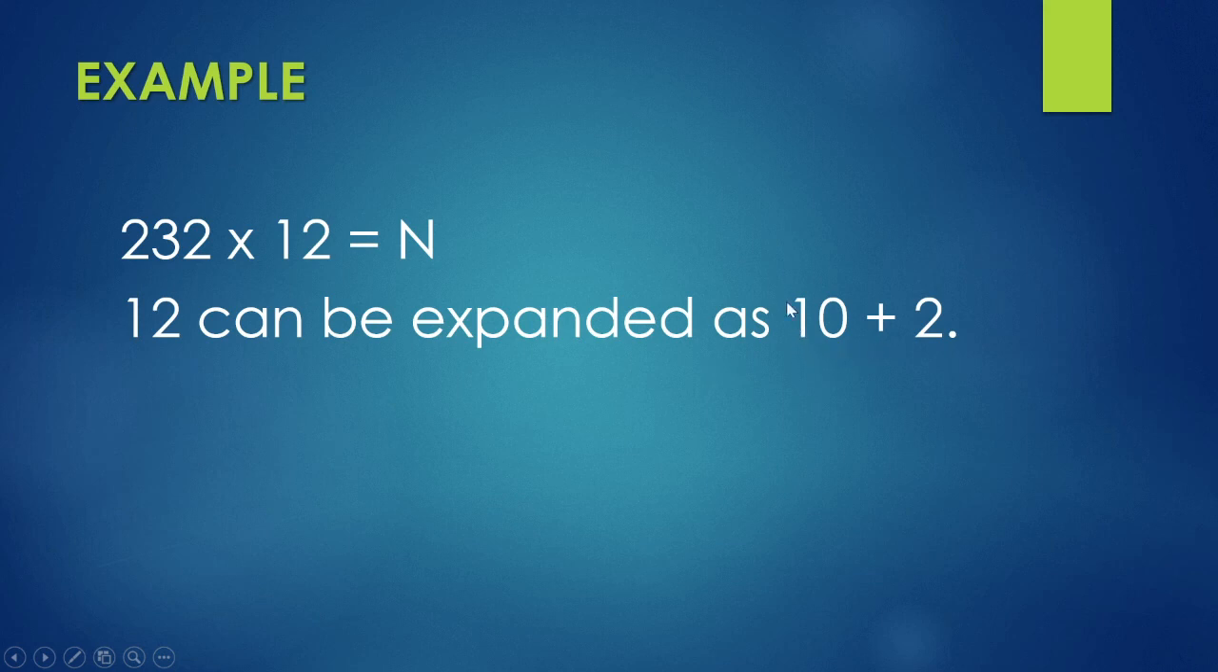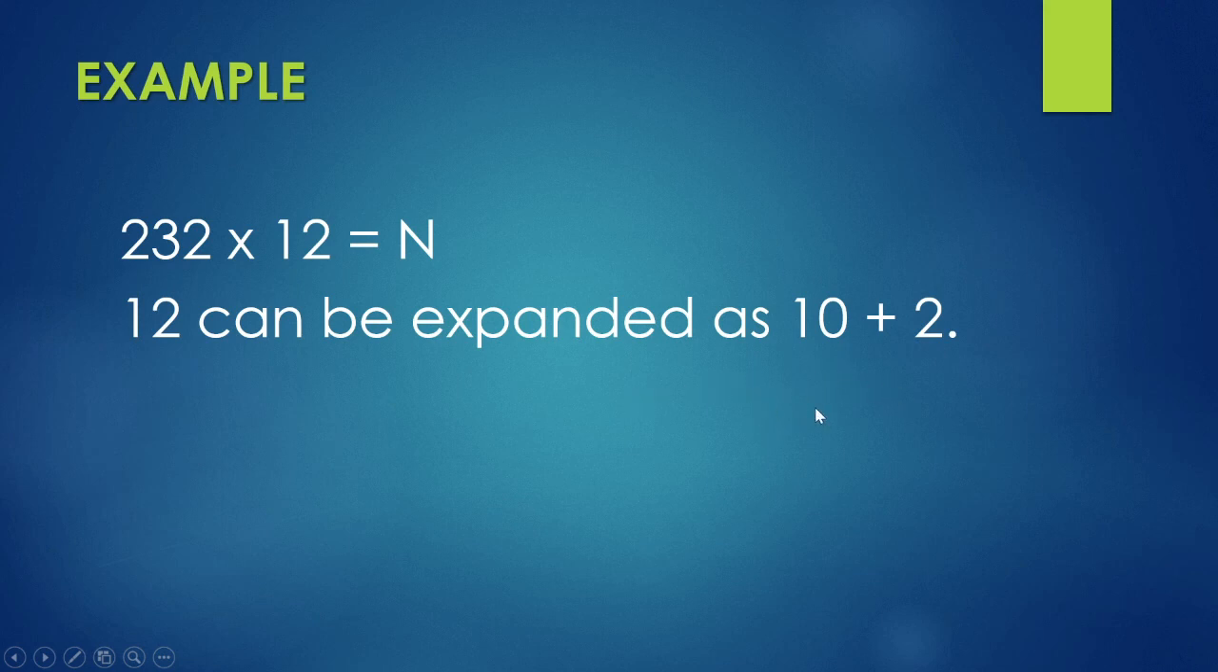There are many expanded forms of 12 when it comes to addition. So it's up to you. But for me, I'm going to use 10 plus 2, because if I'm going to multiply 232 by 10, it's easier. Now, in this case, you still have to know that this is the combination of the long method and the DPMA. You have to know the long method first so that you can perform this method.